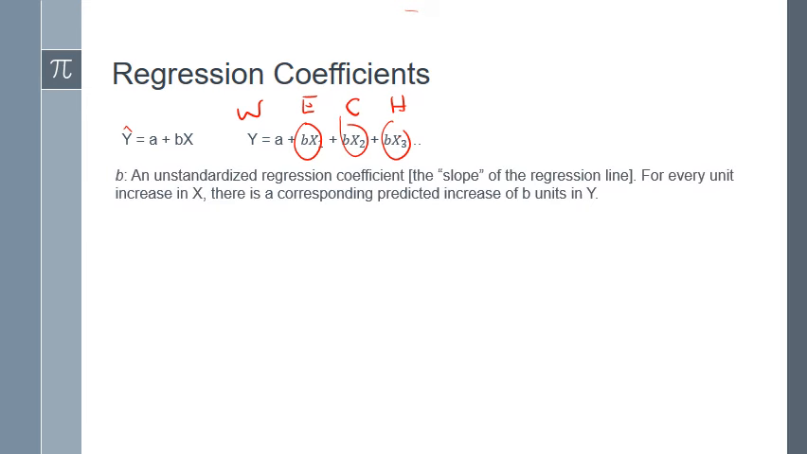So what you need to know in terms of understanding regression coefficients when you read these kinds of statistics: the b is an unstandardized regression coefficient, or the slope of the regression line. In other words, b means that for every unit increase in x, there is a corresponding predicted increase of b units in y. Every time this goes up by a certain amount, this is going to go up by a certain amount. Or if b is negative, then it can go down too. So there's some kind of correspondence between the two.